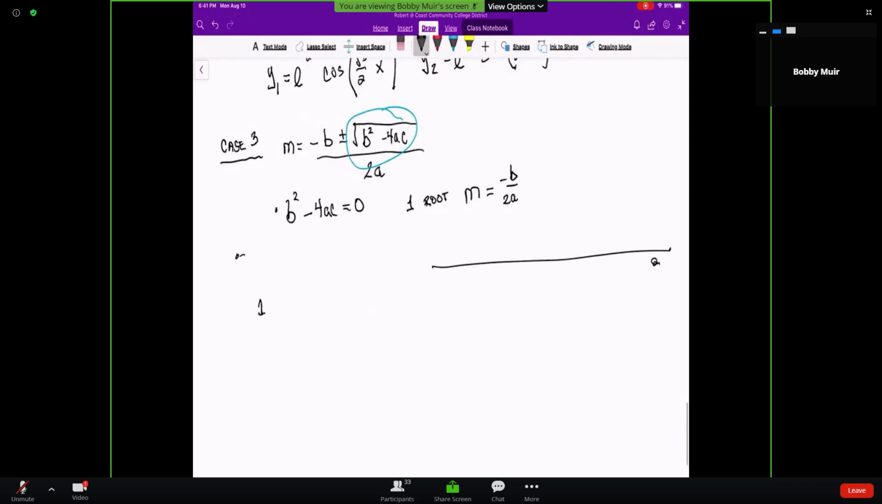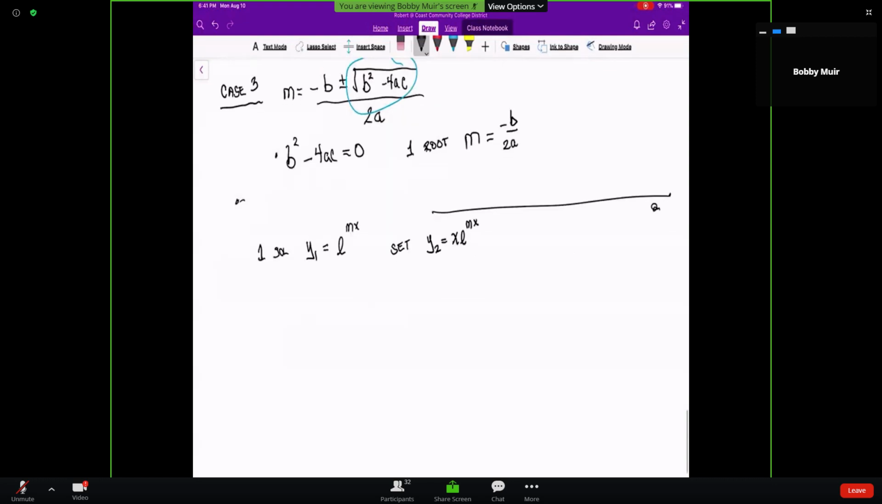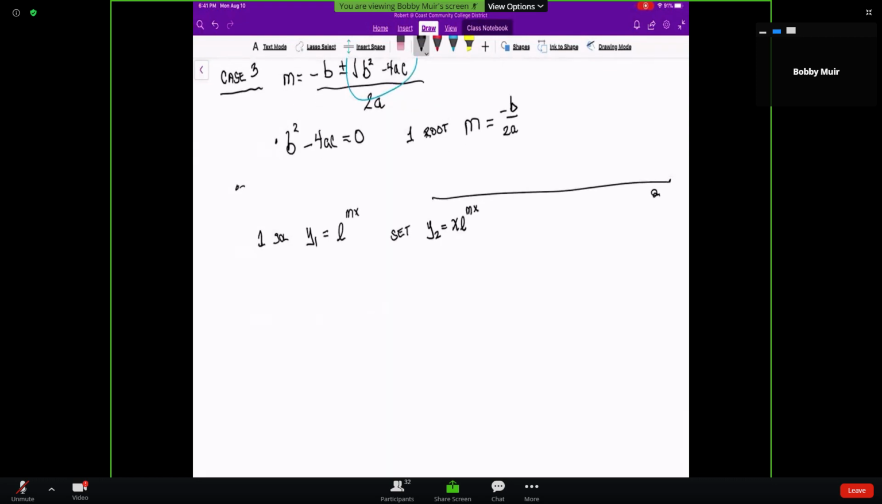Okay, well, anyways, so back to this. We have one solution, y1 equaling e to the mx. Now, what you do is you set y2 equal to x e to the mx, and you verify that it works. So what you do is you just throw an x in front of it. Got it?